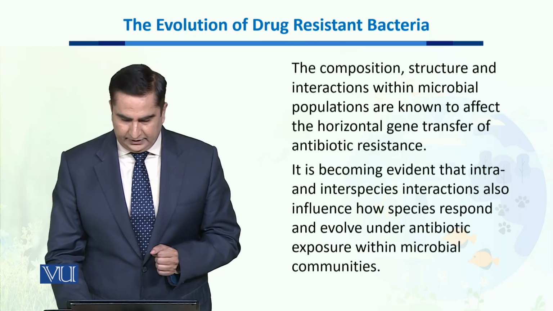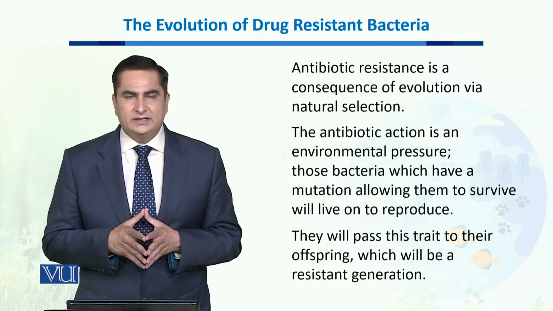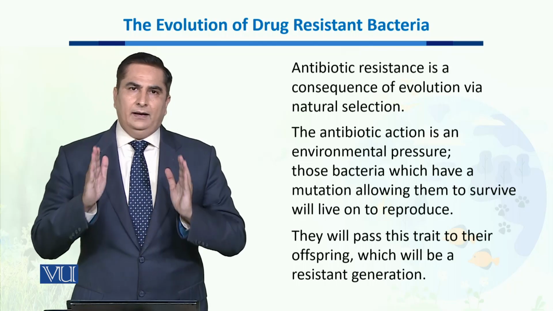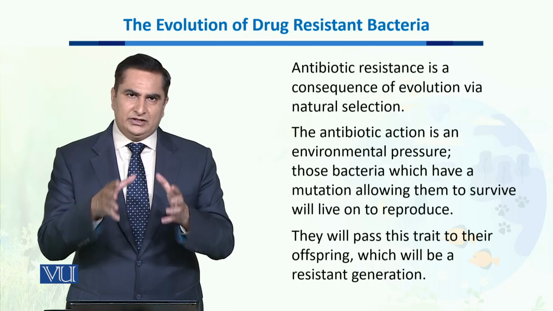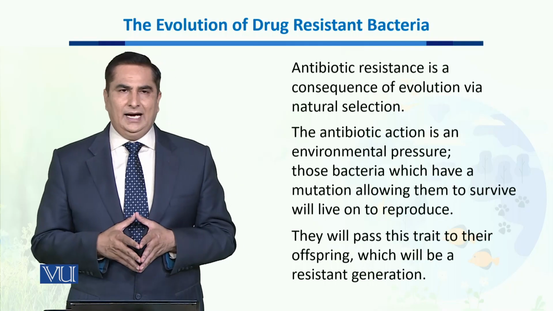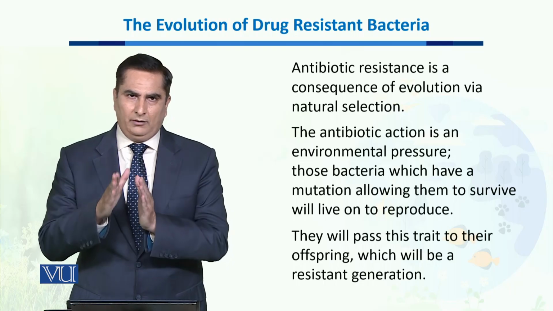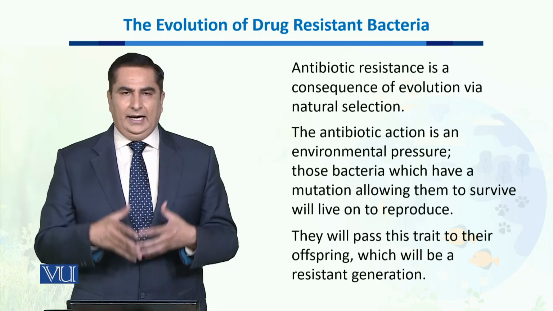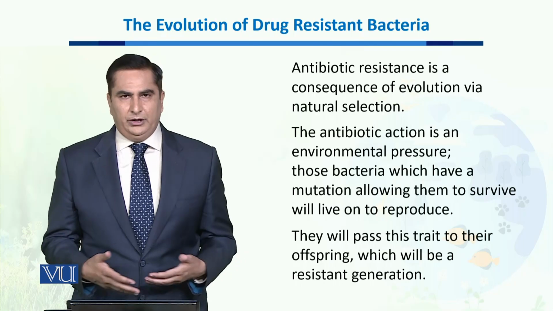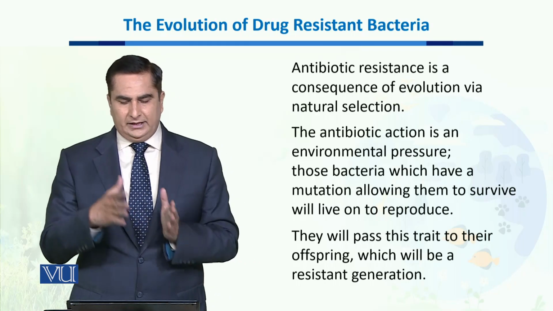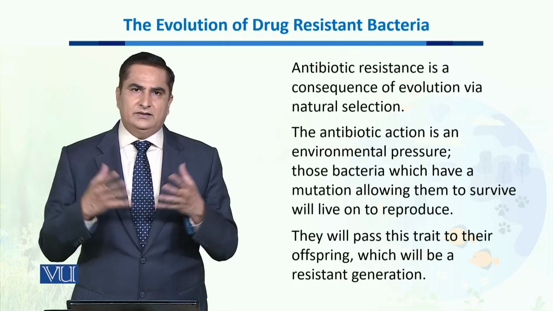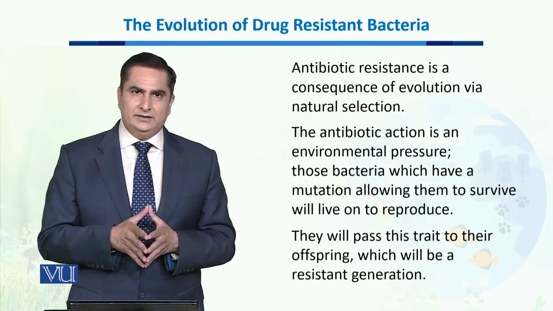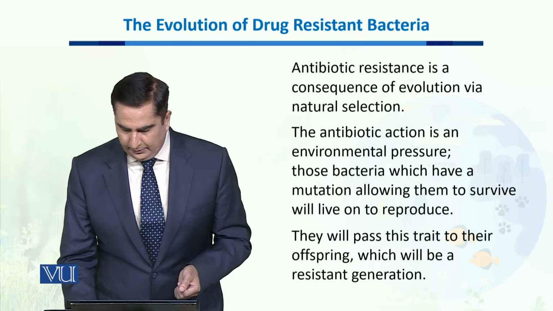Now, antibiotic resistance is a consequence of evolution via natural selection. This means that an organism which is under the pressure of antibiotic, some bacteria which have mutation or which can withstand that antibiotic, they have the ability to survive and live on in order to reproduce and stay more. They will pass this trait to their offspring, which will be a resistant generation, and this will lead to a change of the antibiotics and to the synthesis of new antibiotics.